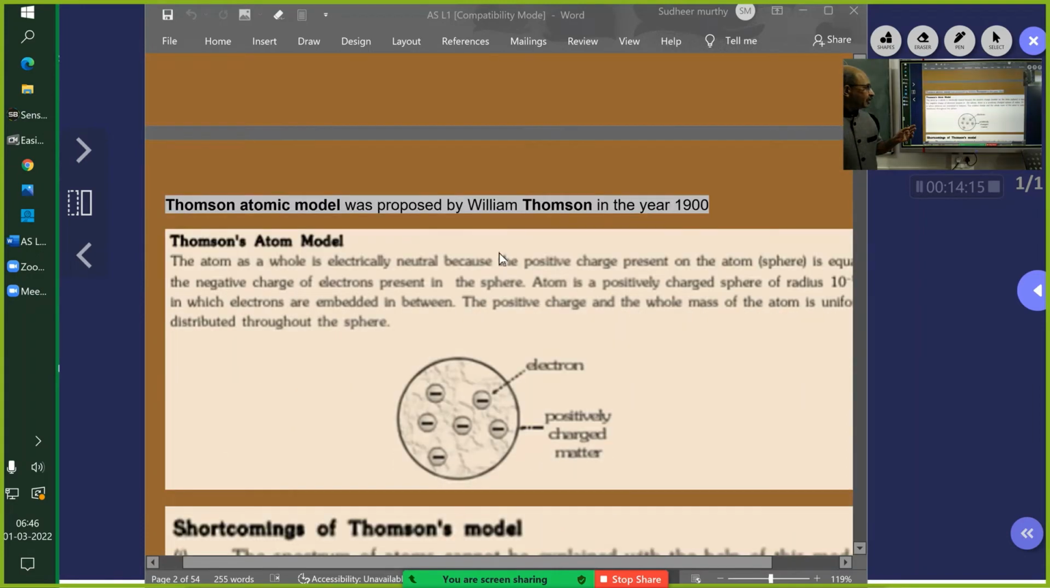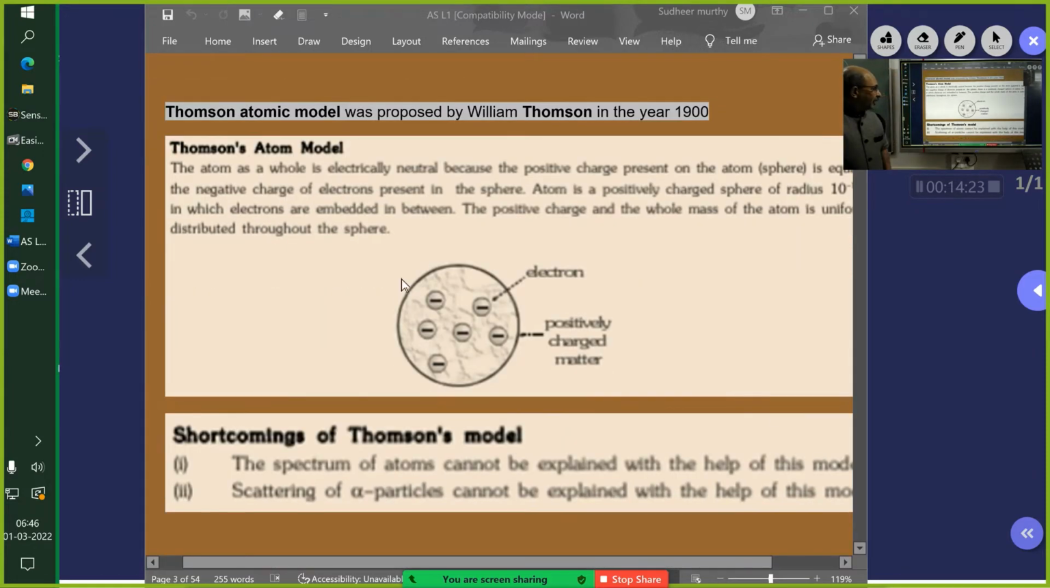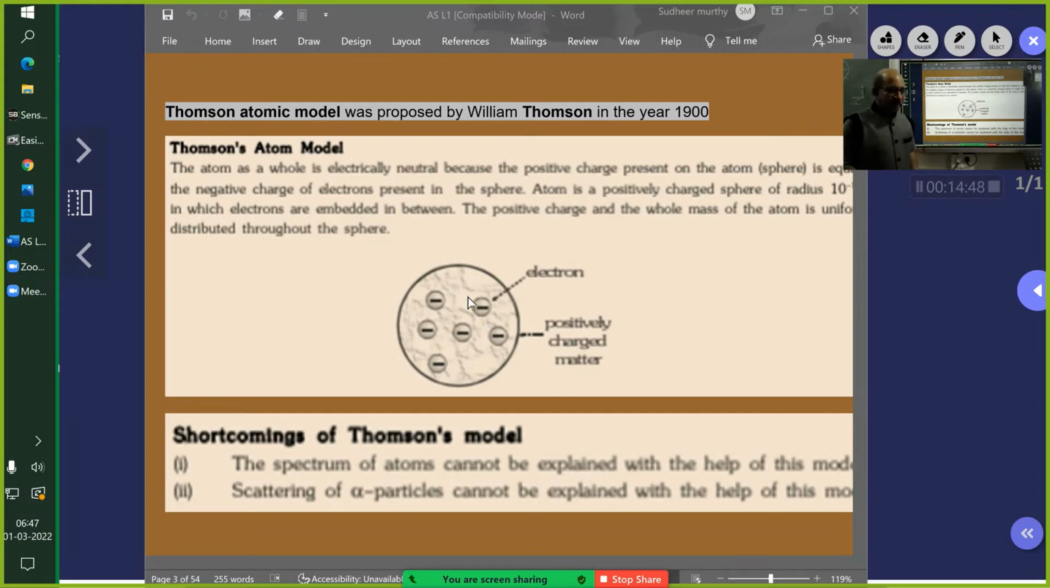Now the Thomson model was given in the year 1900, because Dalton failed in 1897, then came the Thomson model. This diagram itself is wonderful, because here he is saying there is a sphere, and in that sphere you have electrons embedded. The sphere itself is positively charged matter, and the electrons are loosely present in it. The analogy he gave was a plum cake, or watermelon, where the seeds are the loose electrons.